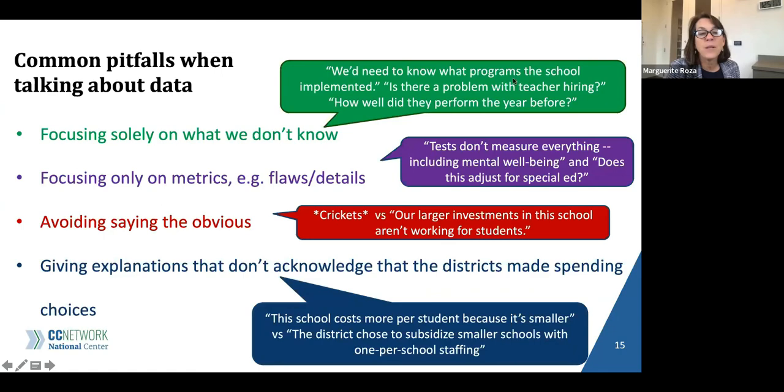And then this last one: giving explanations that don't acknowledge that the districts made the spending choices. So we sometimes hear them saying, well, the state only does this, or the state says that, or the federal government only allows us to do this, or our union contract requires we do this. All really, in the end, most of the spending is a district's decision, including the labor contract. If you think the labor contract is the biggest thing that's in the way, then slowly start to change it next time around, or really build the case to change it.